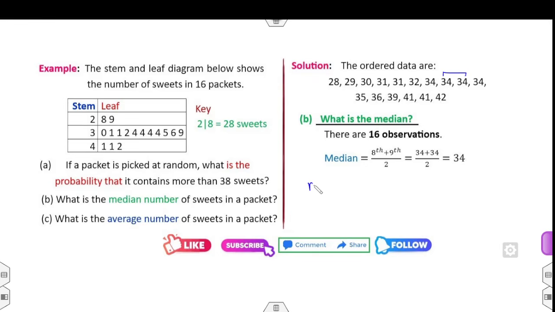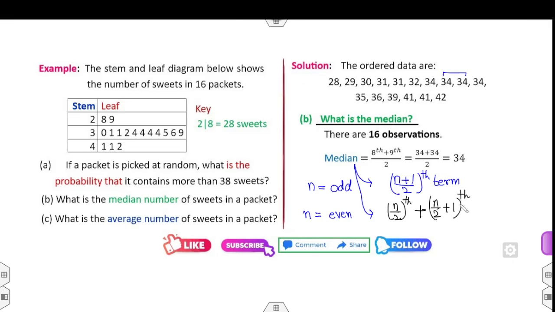Always remember, whenever n is odd, the median is always the n plus 1 over 2 term. Clear? And whenever n is even, fine, then the median will be the n over 2 term plus the n over 2 plus 1 term, divided by 2.